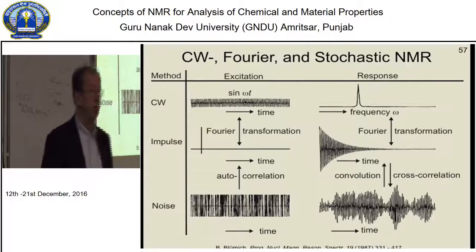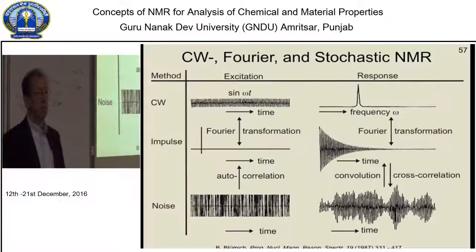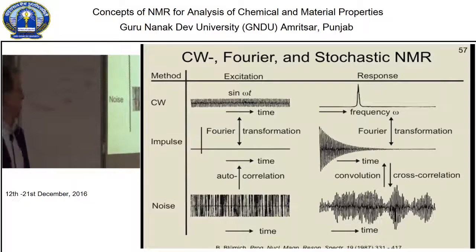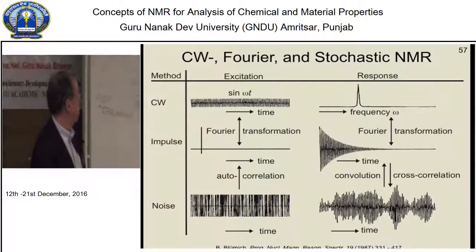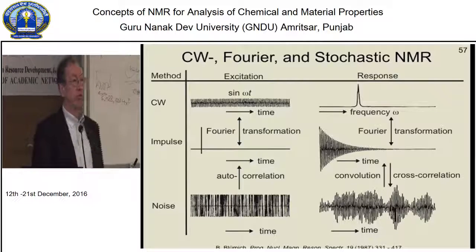Fourier transformation will give the spectrum. And the Michelson interferometer does this comparison in an analog fashion. That's all it does. That's what an interferometer does. And the output of the interferometer is the interferogram, or the free induction decay.